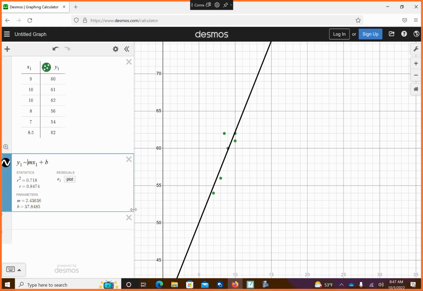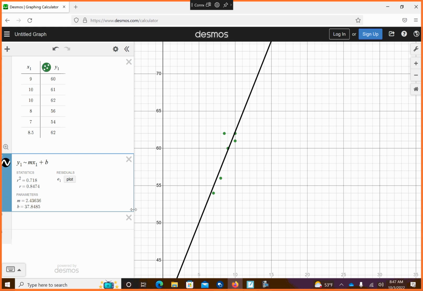I use the tilde because tilde will tell the graphing calculator or Desmos that you want to figure out the equation, m being slope. We remember that from algebra 1, I hope. And then x sub 1, because our x values are x sub 1. And then plus b. And you'll notice that it gives us an r squared value, gives us an r value. It gives us a slope of 2.4, and it gives us a y-intercept of 37.8.